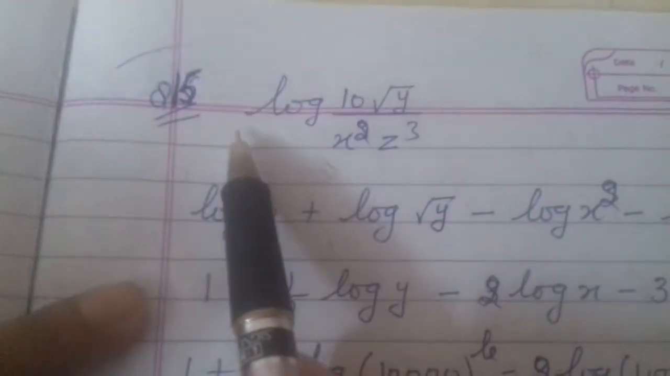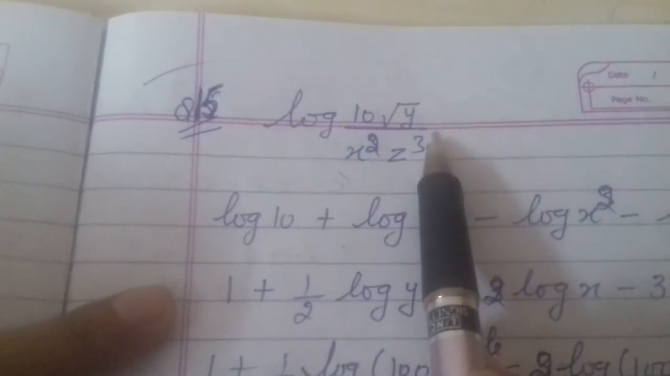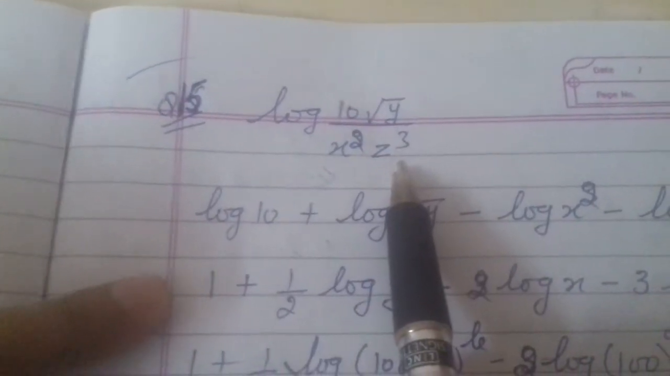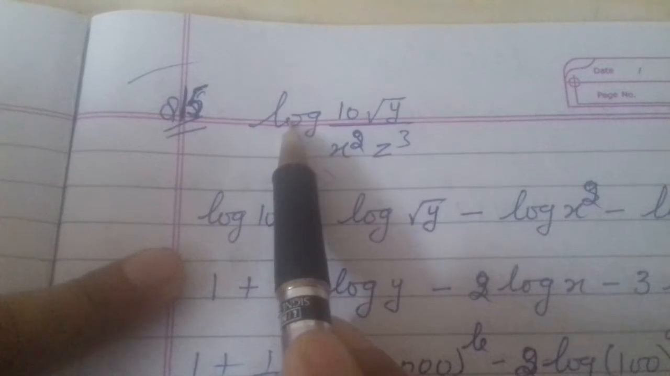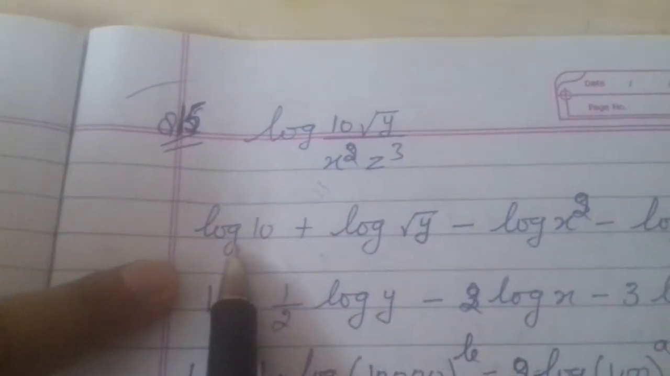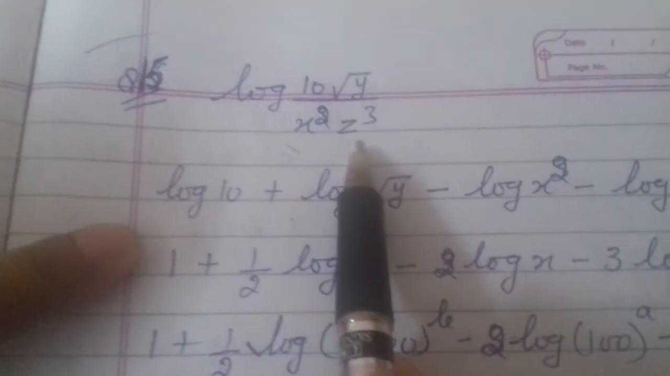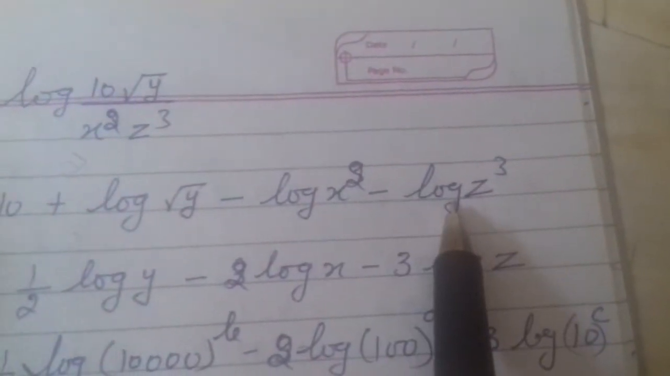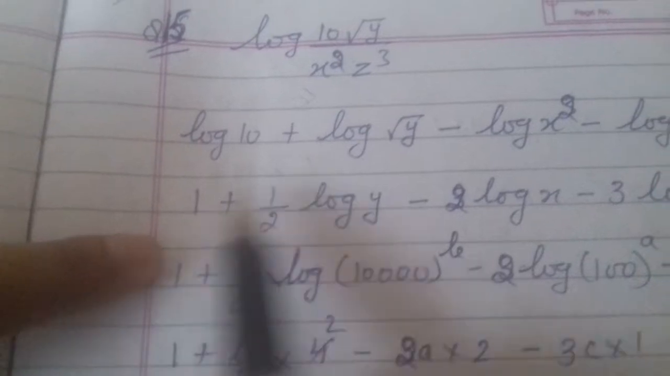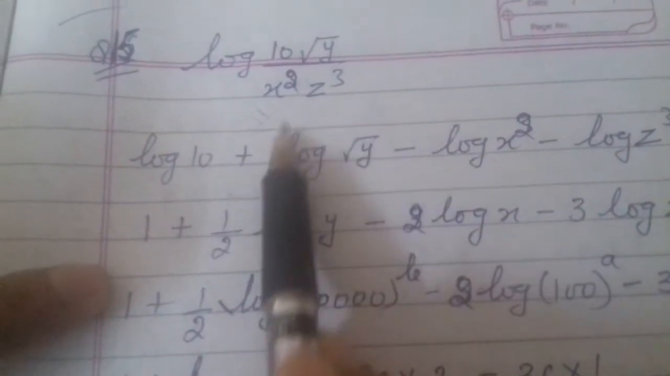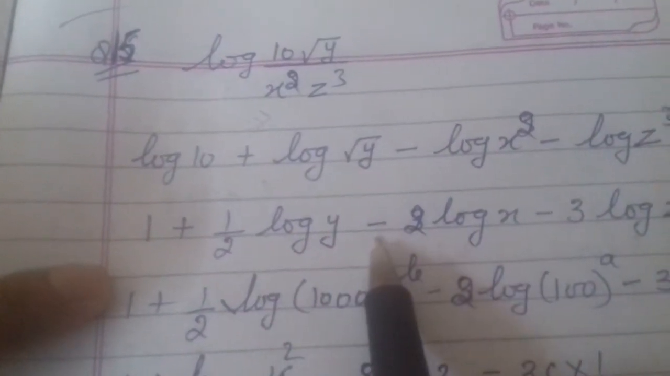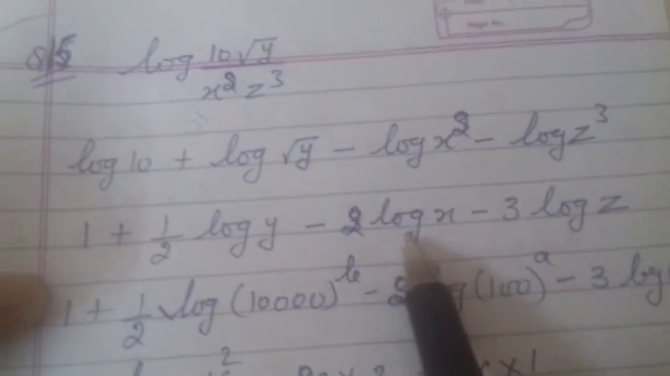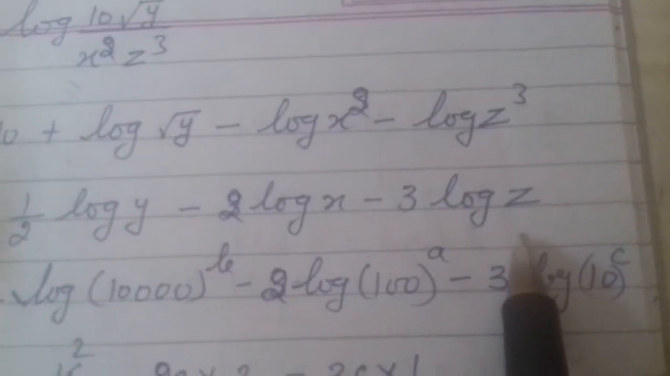Yes, 15th question, students. This is given to you and you are asked to express this term in terms of a, b and c. Let's write: log a into b can be written as log a plus log b. This is division, so minus log x square minus z cube. Now log 10 is what? 1. Power will be 1 by 2, that will be taken in front. Log y minus 2 will be taken in front. Log x minus 3 will be taken in front.